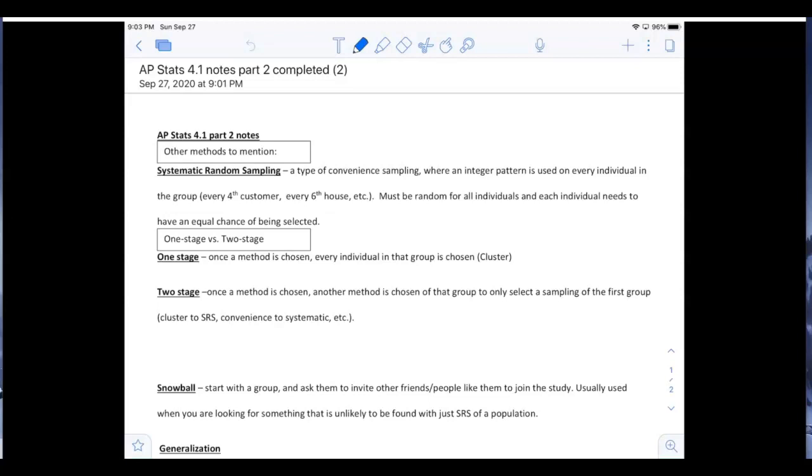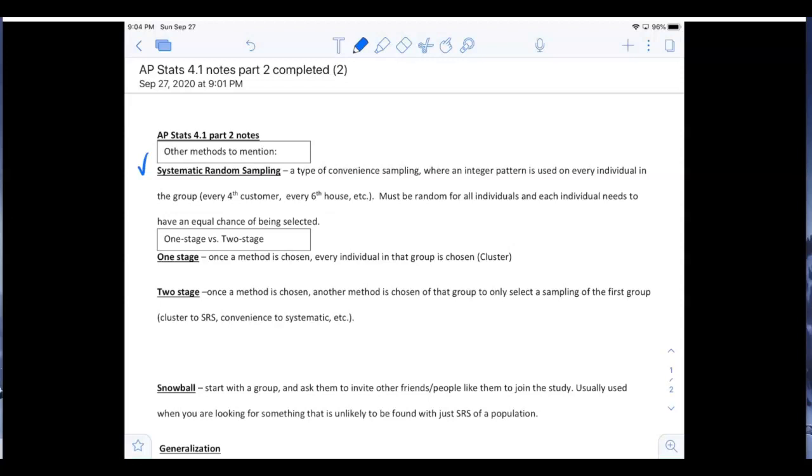And keep in mind, though, that it is still not as good as an SRS because not everybody has the same chance of getting selected. So if you're picking every fourth customer, that fifth customer has absolutely no chance of being selected. Okay. All right, so next one is a one-stage or a two-stage sampling technique.